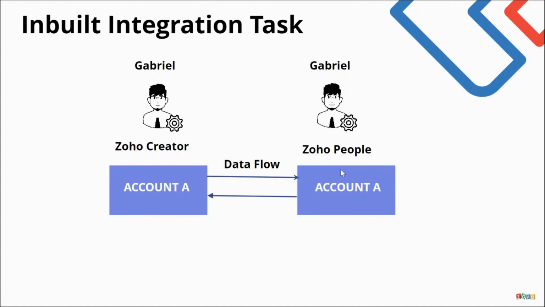If you want the data communication to happen within the same account, that is your Zoho Creator account, say for instance, Gabriel has an account in Zoho Creator, say account A, and he uses the same credentials to log into Zoho People as well. That is, he does a single sign-on. Now, if Gabriel wants to send or receive data from Zoho People, then the inbuilt integration task would be the ideal way of achieving it.